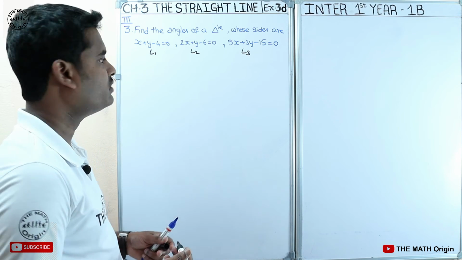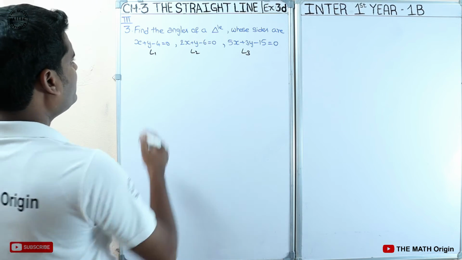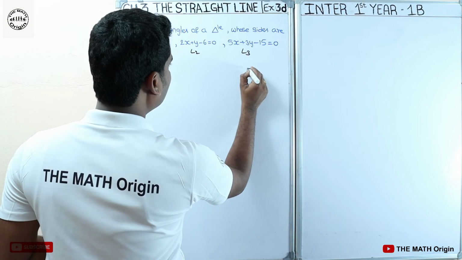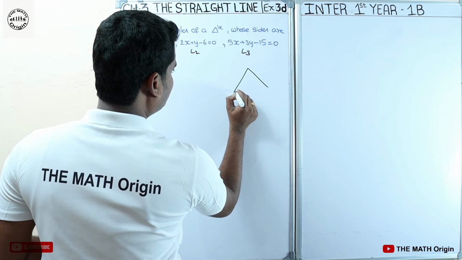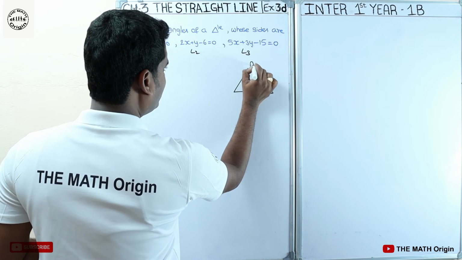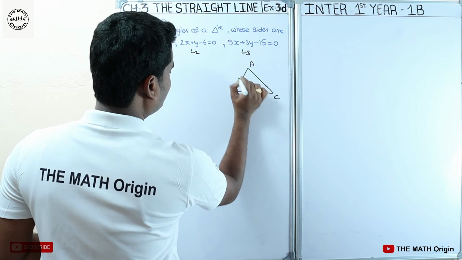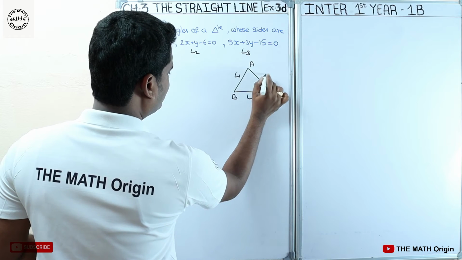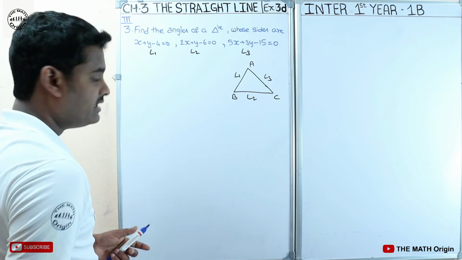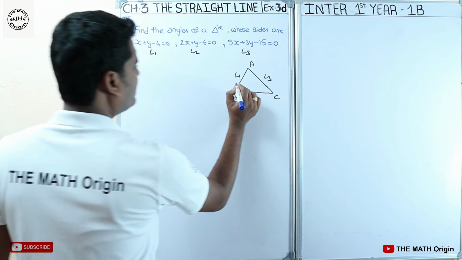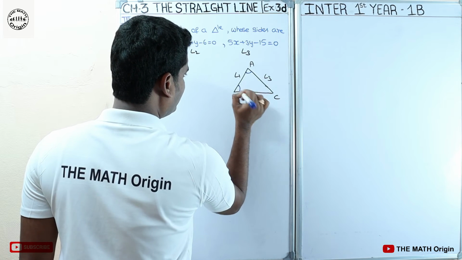Confusions while going through the questions. Okay, find the angle of a triangle whose sides are given. It's a very straightforward question. A, B, C, I can say L1, L2 and L3. They asked for the angle between them.